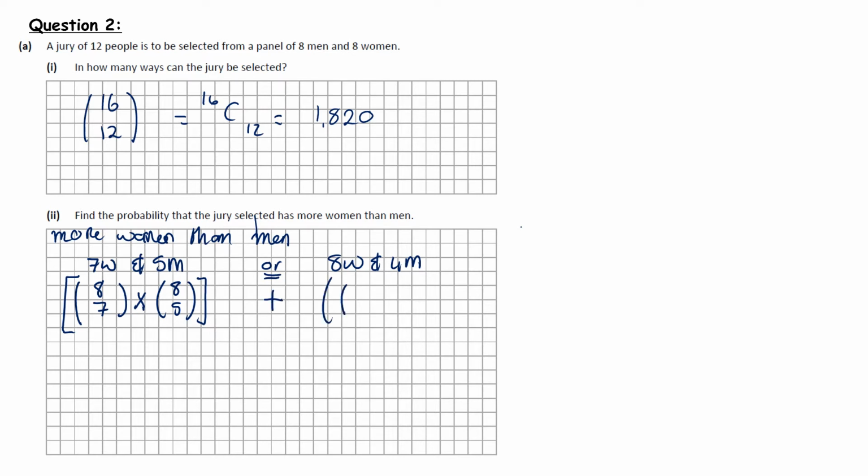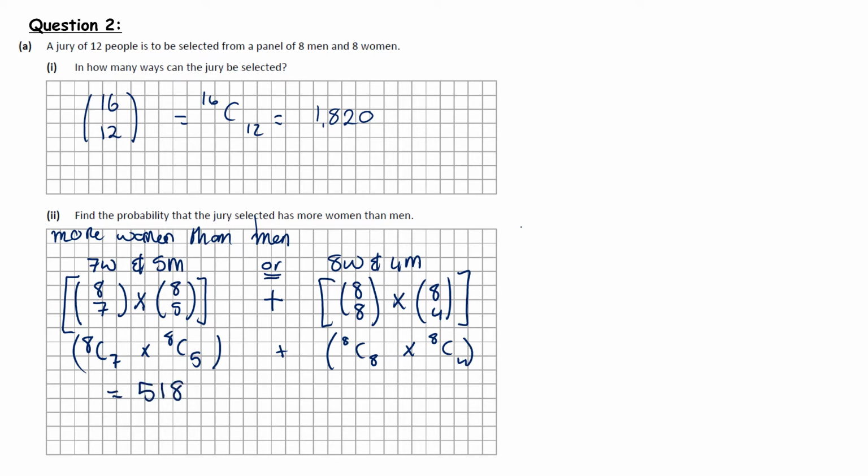Now let's clean up my brackets. So we have 8 choose 8, and, so that's multiply, 8 choose 4. And working that out, we get 8 choose 7 multiplied by 8 choose 5 plus 8 choose 8 multiplied by 8 choose 4, and working that through, you should get 518.